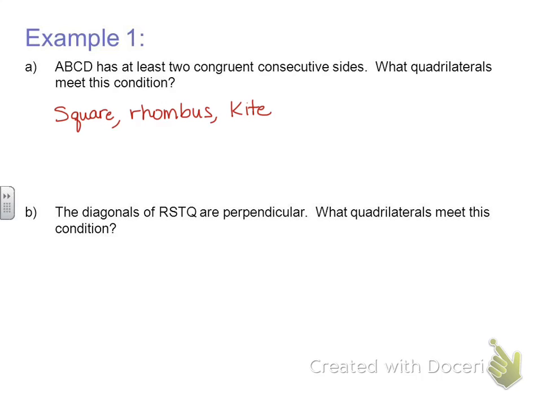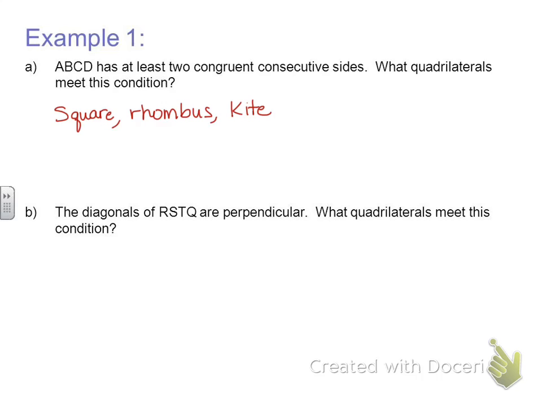Okay, think to yourself, is there anything else? So the other types of figures we know, would a regular old parallelogram necessarily have congruent consecutive sides? No. A regular parallelogram would have congruent opposite sides, but not necessarily consecutive sides. How about rectangle? Not necessarily. And a trapezoid? Not necessarily. Okay?